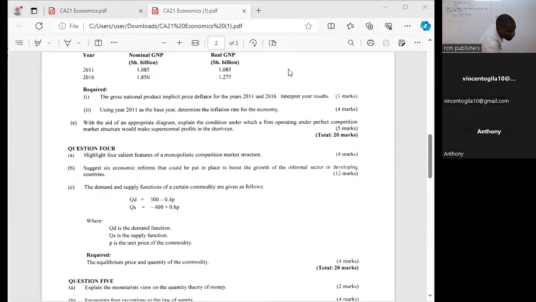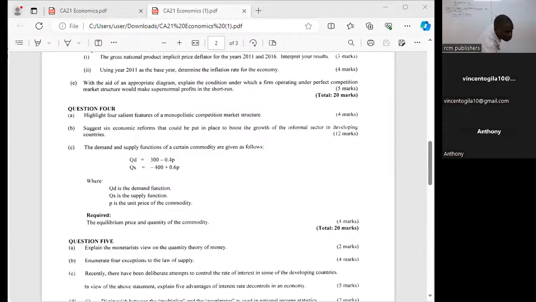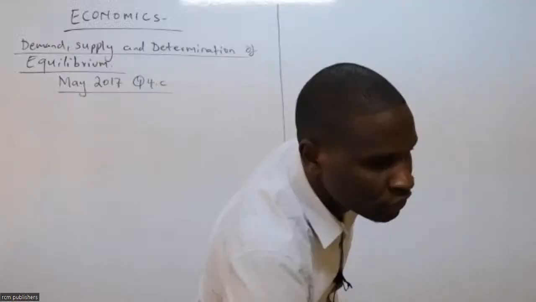Before I drop it, I think we can read it together. You are told that the demand and supply function of a certain commodity are given as follows. Quantity demanded, QD, is equal to 300 minus 0.4p, and quantity supplied, QS, is equal to minus 400 plus 0.6p, where QD is the demand function, QS is the supply function, and P is the price of the commodity. Required: the equilibrium price and quantity of the commodity. That is the question. So I have to stop sharing and continue with the solution.